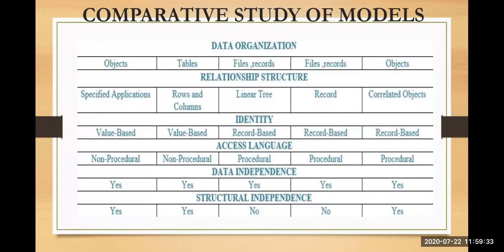And when we talk about the object-oriented model, your representation is in the form of objects. The objects will be correlated with each other. They will have some relationship between them. Next characteristic is identity. When I talk about identity, what type of identity do they hold? In the ER model, the identity is value based. The information which you will receive will be in the form of values, that is nothing but your attribute values.